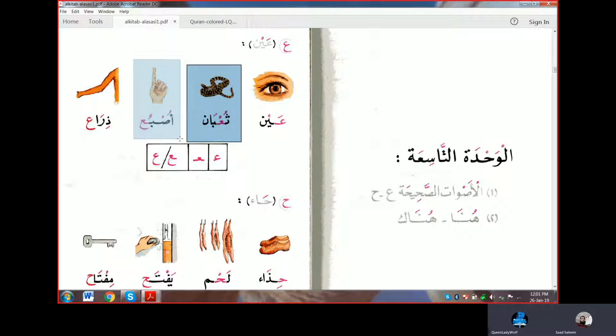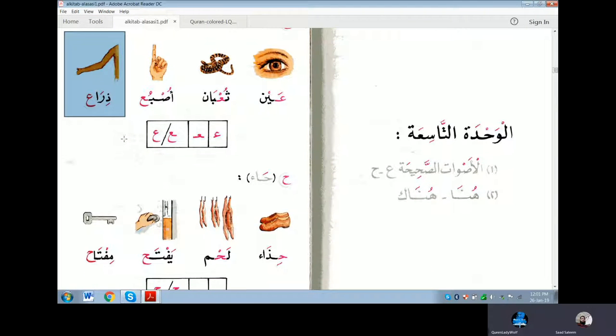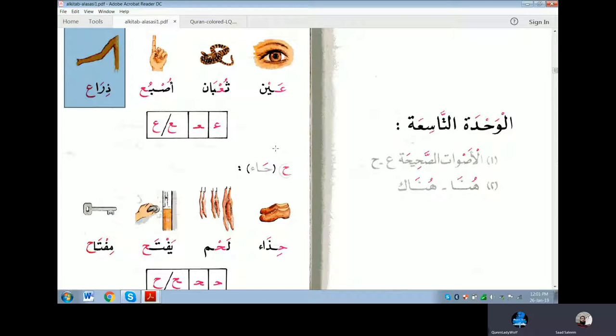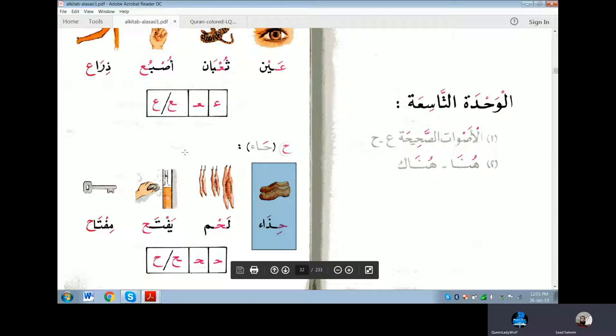And we have usbu', finger. Yes, usbu' is finger. And dhira' is arm. Good. And that is ha. Good. And this is hidha', and that is shoes.